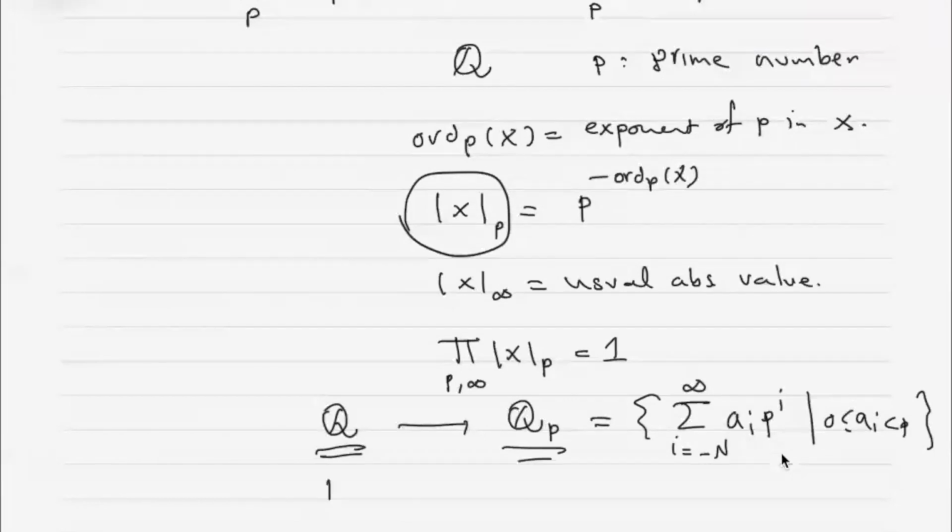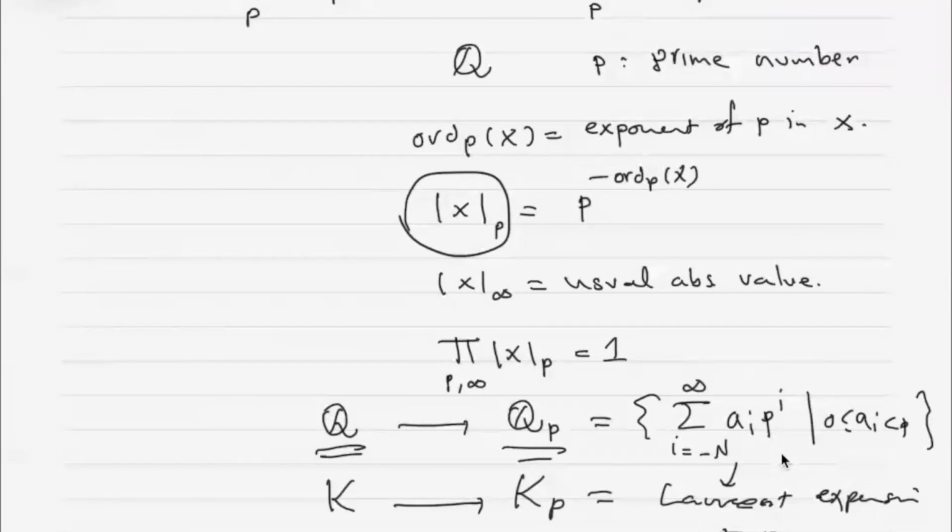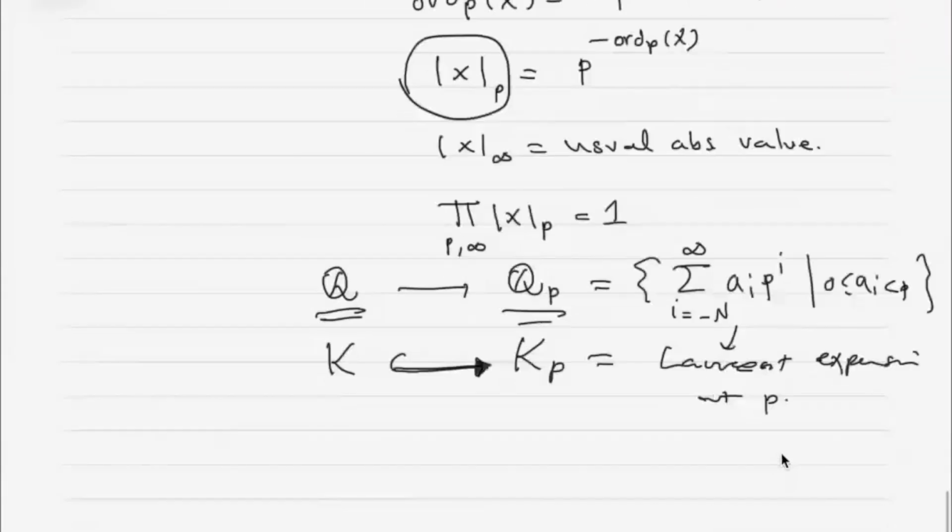So you can do this here for the field of meromorphic functions on a Riemann surface. And this here is Laurent expansions at P. So it's local Laurent expansions at P. And this means that you have really an embedding here. And inside here you have the subring O_P of holomorphic functions.